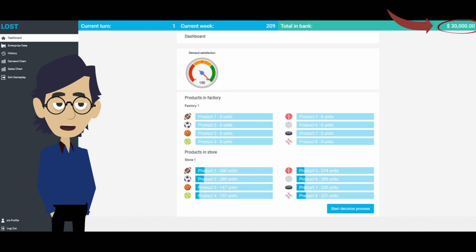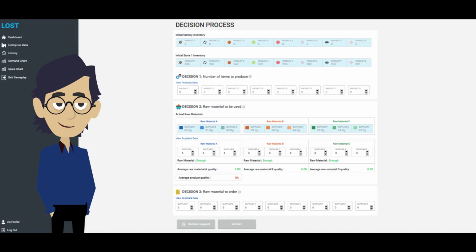When you enter this board, in the upper right corner, you will find the money you have in the bank. And at the bottom, the button called Start Decision Process. Click on it. This window displays a lot of information, and the cells where you will have to make decisions.